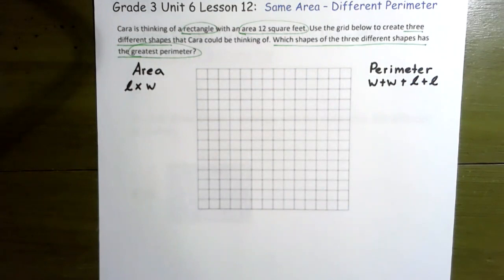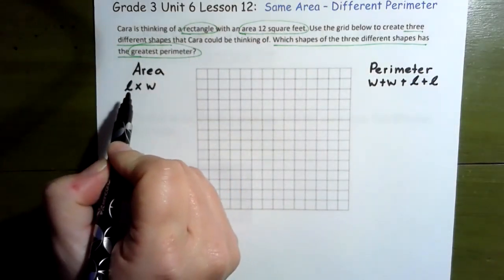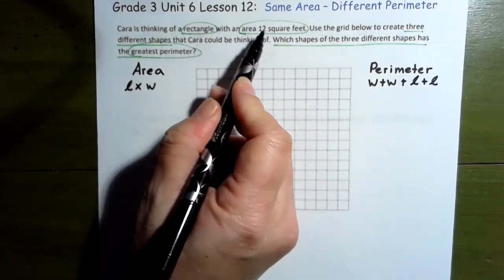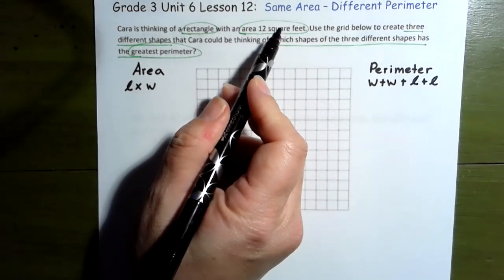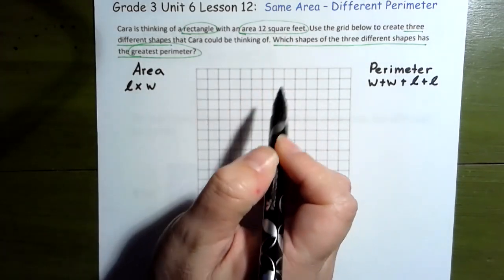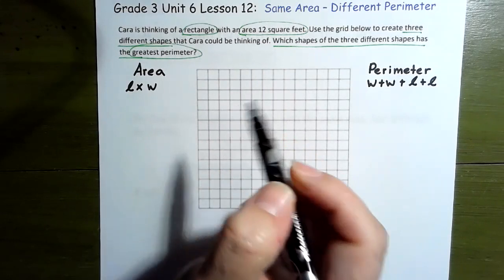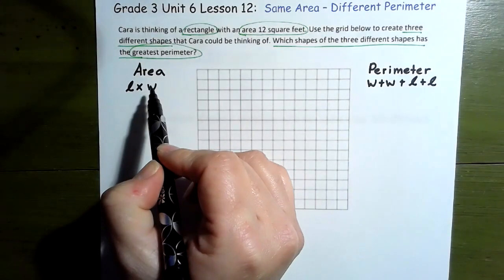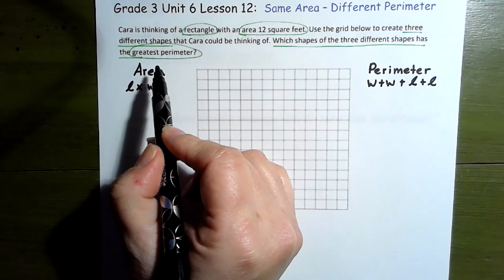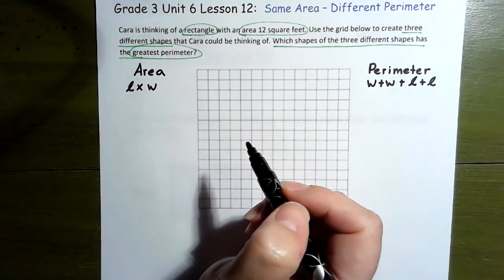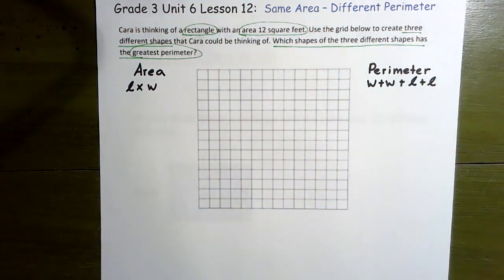Great. Now, when we're thinking about area and we're thinking about multiplying length times width, if our area needs to be 12 square feet, what do we need to think about when we're trying to make a rectangle? Say it to your screen. Great. Since we're multiplying length times width to find area, we need to think about 2 side lengths or 2 factors that when multiplied equal 12. So we're going to use our multiplication today.